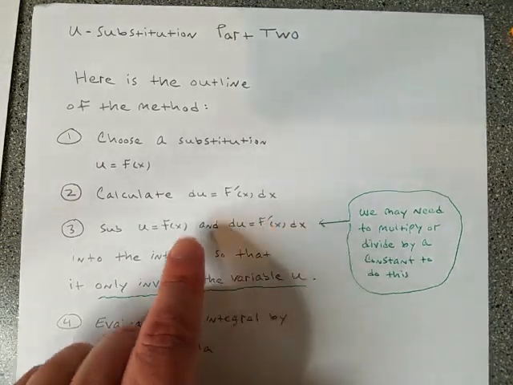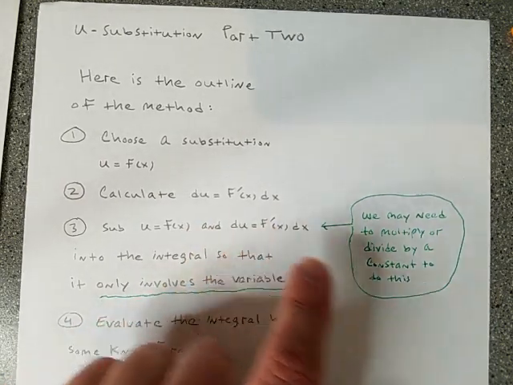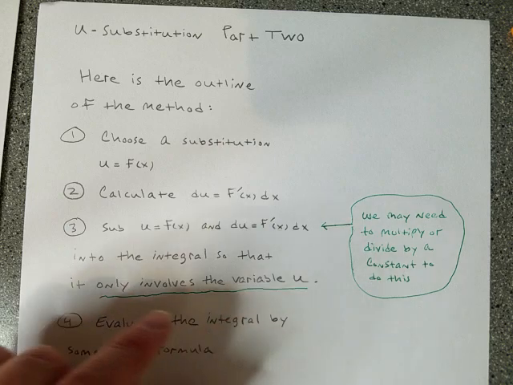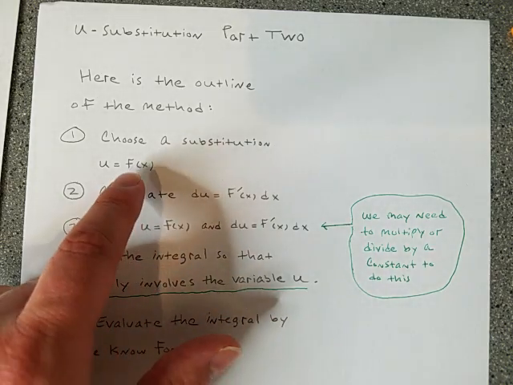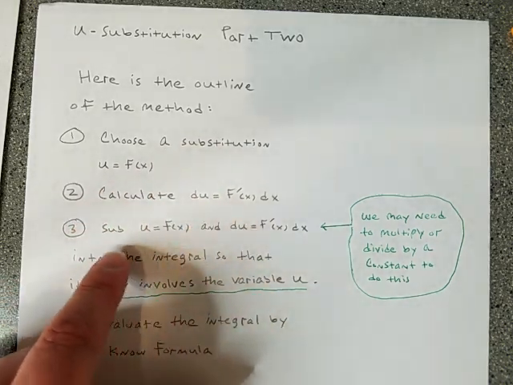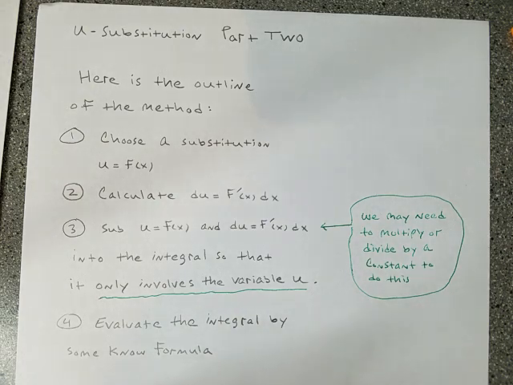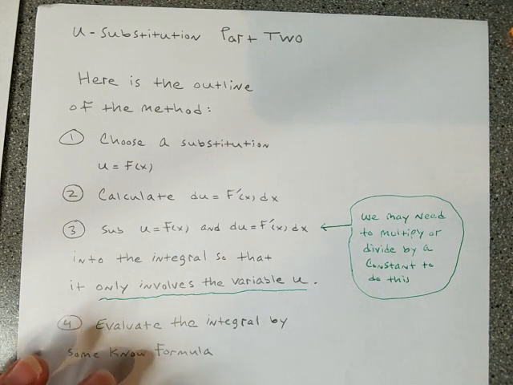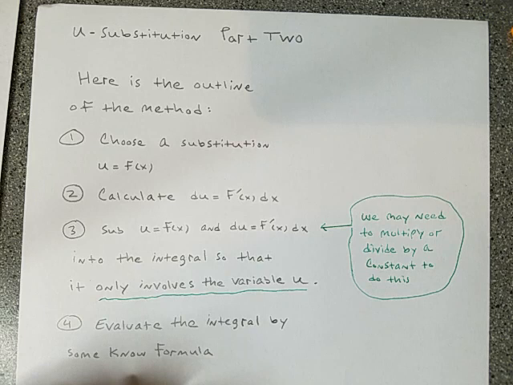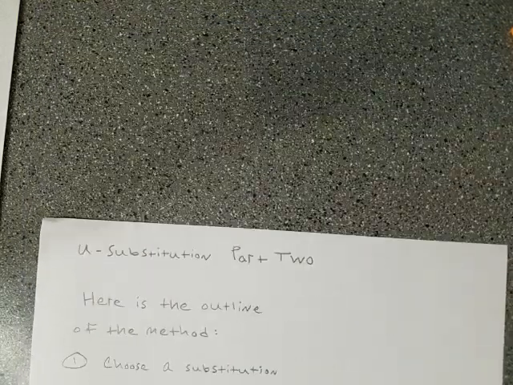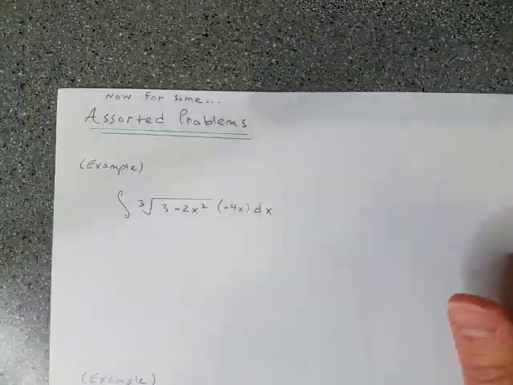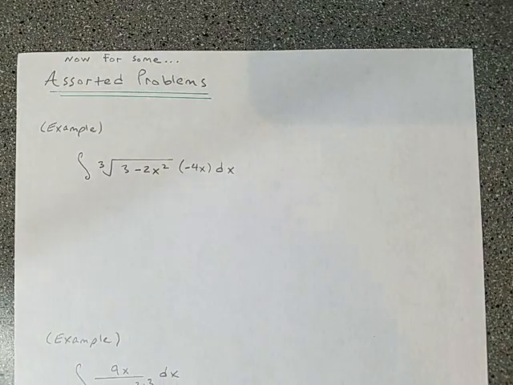We may have to use a little bit of algebra on these in order to get the substitution to work, but that's the goal: to choose u and du, and substitute them in the original integral so that it only involves u, and then we evaluate it by some known formula. The end result is to get to that known formula and then work that problem out. If it helps you to see an outline of what to do, that's what you're supposed to do. Let's look at the first problem.